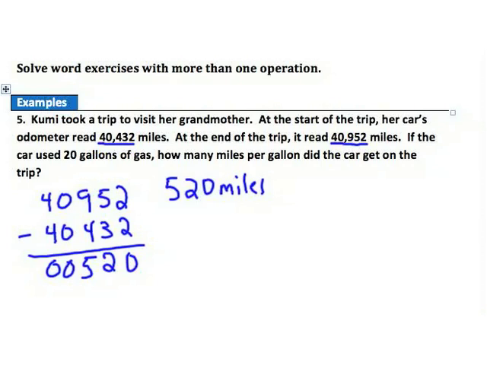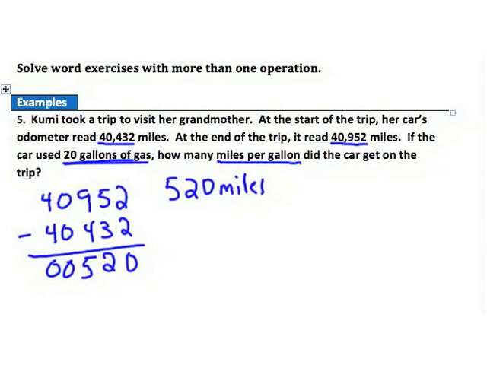Well, they also tell us here that it used 20 gallons of gas, and also they want us to figure out miles per gallon. Well, this word per is one of our key words, and it means division.